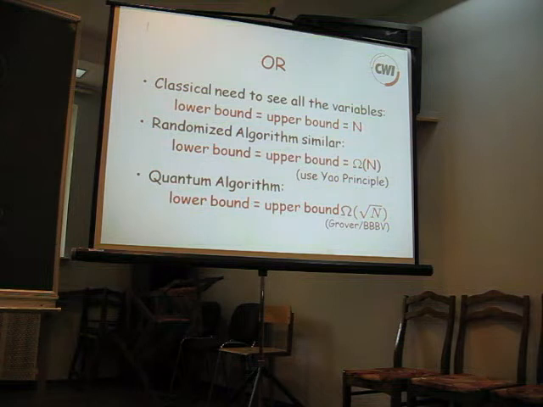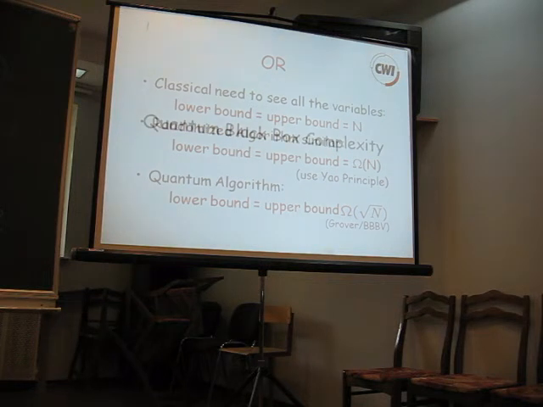It's interesting to note here that the lower bound came before the upper bound. So they first proved the square root of n lower bound, and then later Grover came up with this upper bound. Usually it's the other way around.